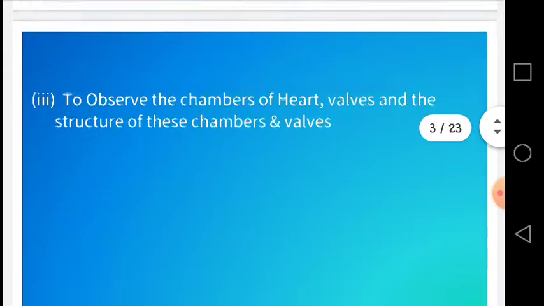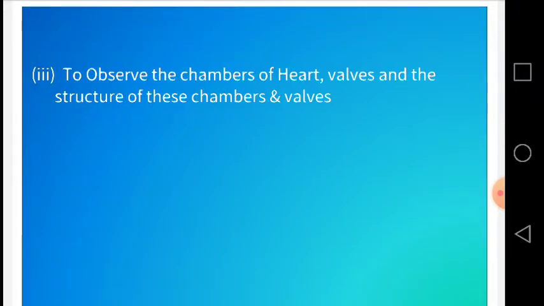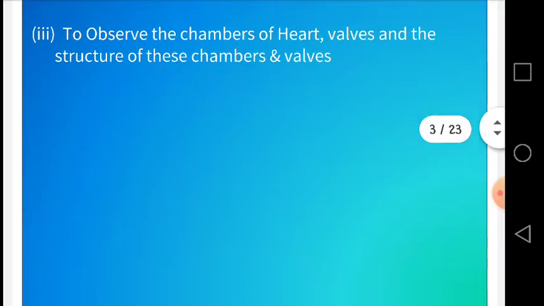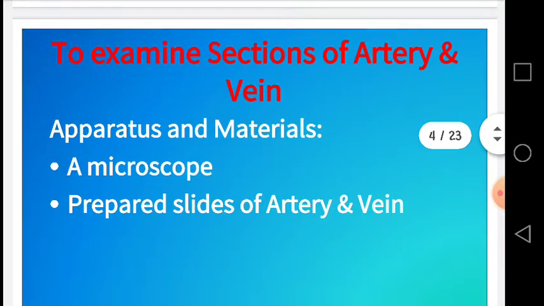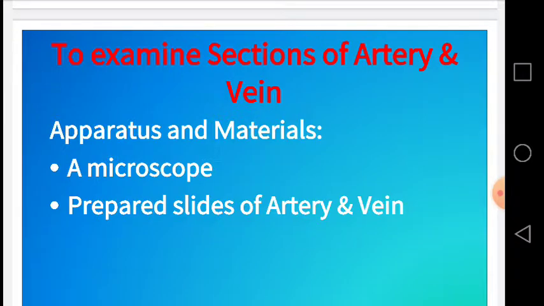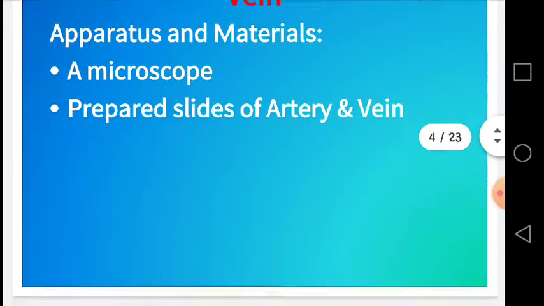Thirdly, we will observe the chambers of the heart, valves, and the structure of these chambers and the valves. So we are going to start. Our first topic is to examine the sections of artery and the veins, and for this purpose we need the apparatus and materials as follows. We need a microscope, a light microscope, and we need prepared slides of artery and the veins.